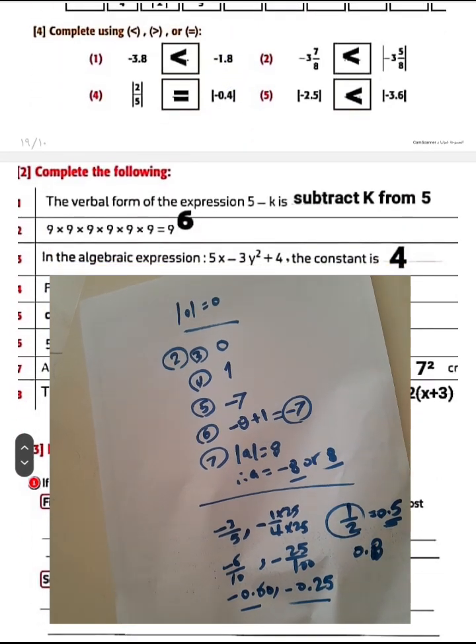Complete using less than or more than or equal to.